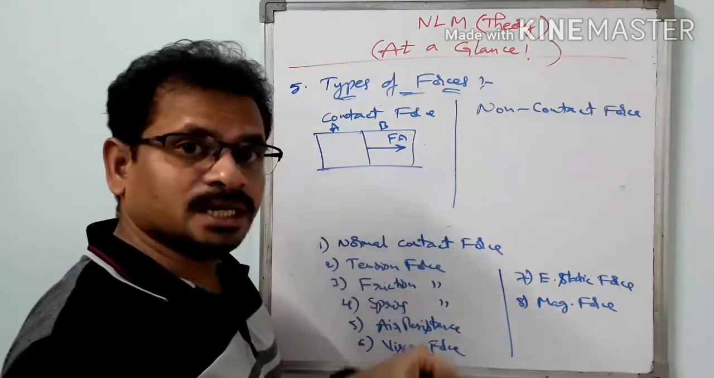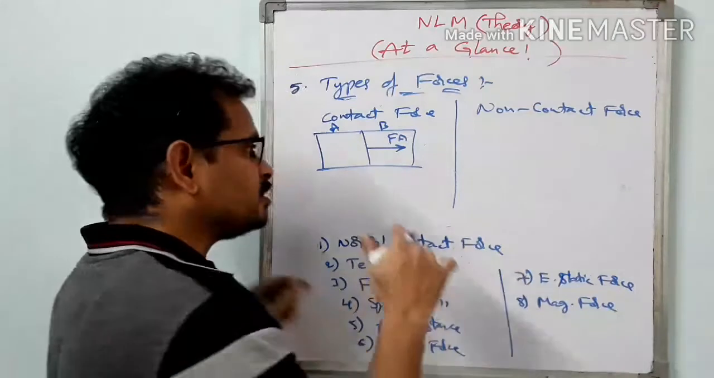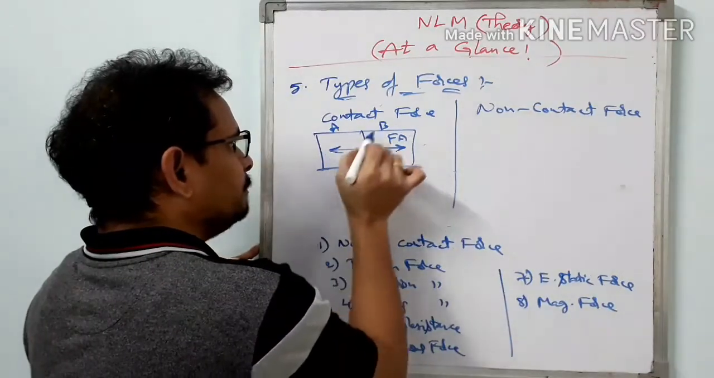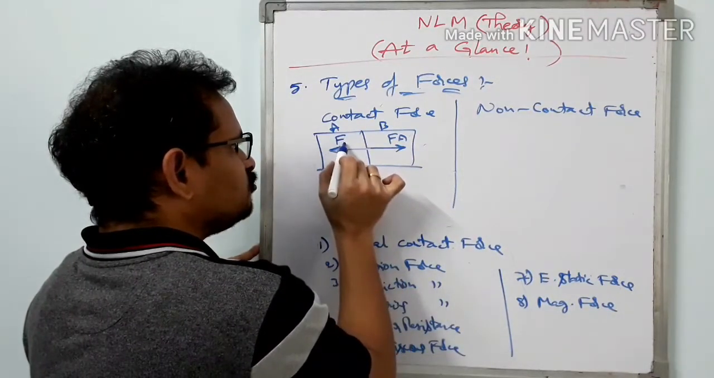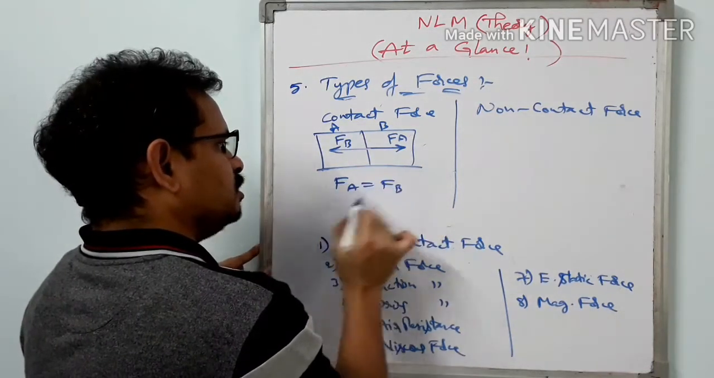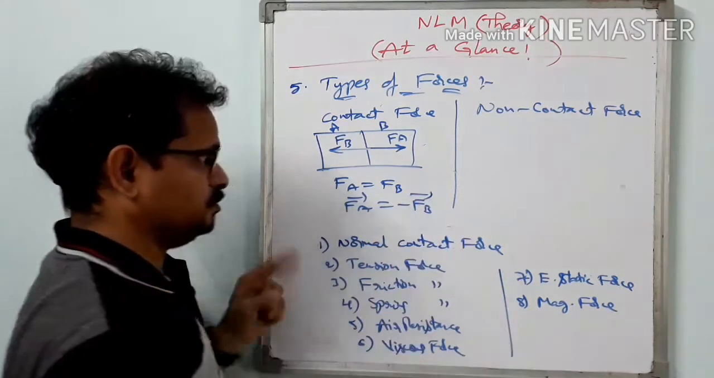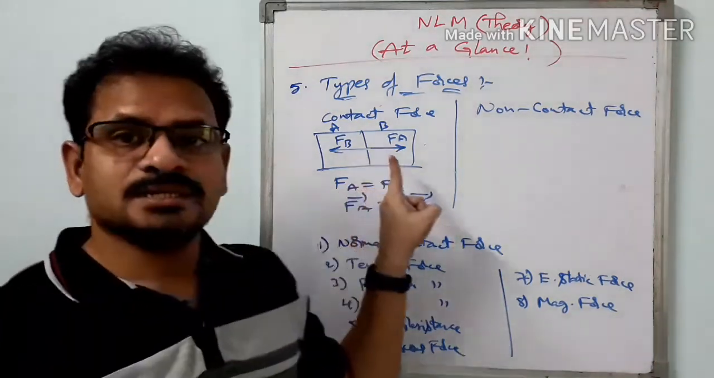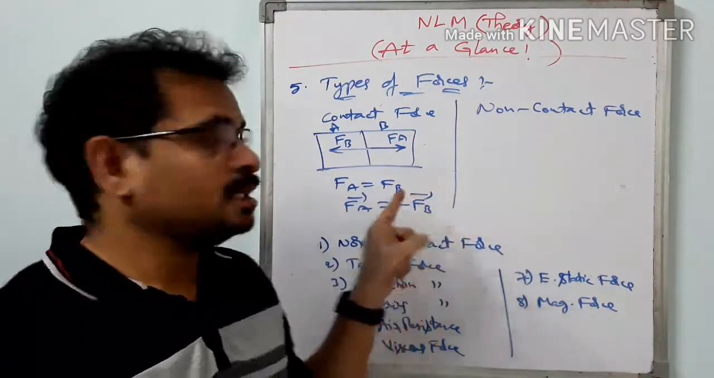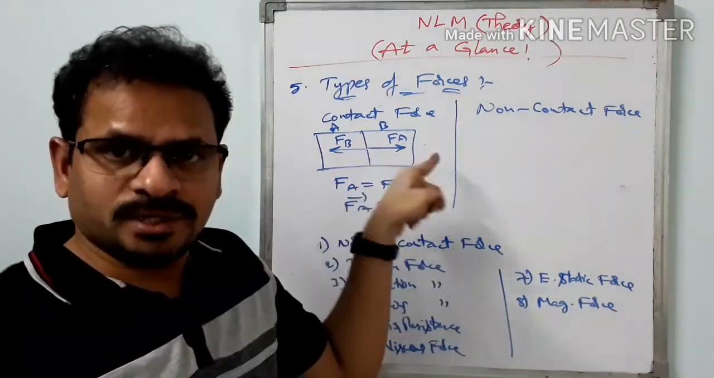By Newton's third law, if one body applies force on another body, it also applies the same amount of force. So this block B also applies a force Fb such that Fa equals Fb, and Fa bar equals minus Fb bar. These forces are contact forces because the two bodies come in contact and apply force on one another.